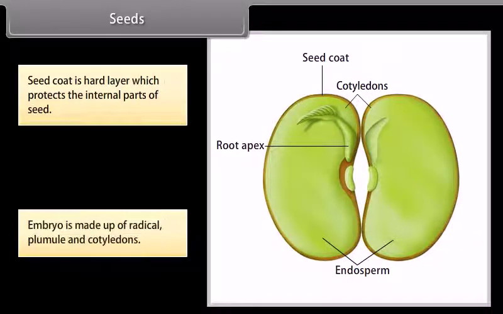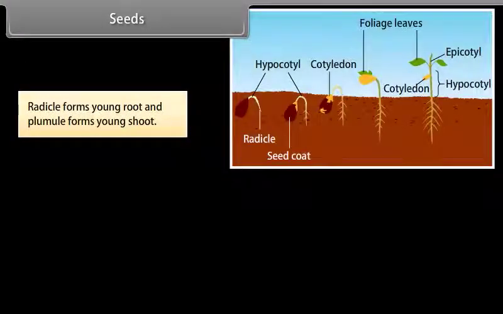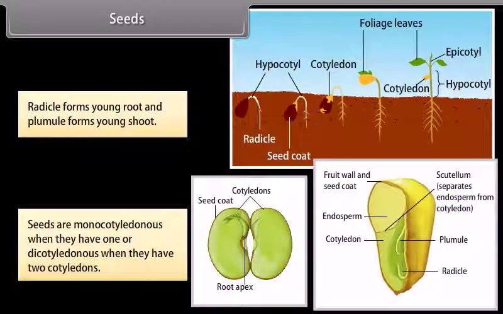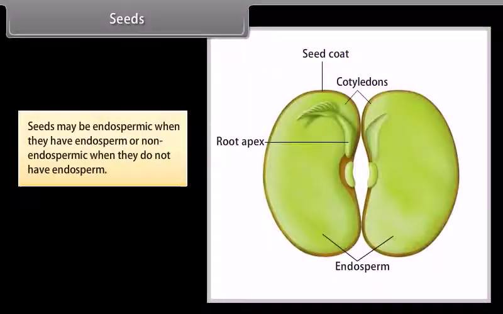The embryo is made up of radicle, plumule and cotyledons. The radicle forms the young root and the plumule forms the young shoot. Seeds are monocotyledonous when they have one cotyledon, or dicotyledonous when they have two cotyledons. Seeds may be endospermic when they have endosperm, or non-endospermic when they do not have endosperm.